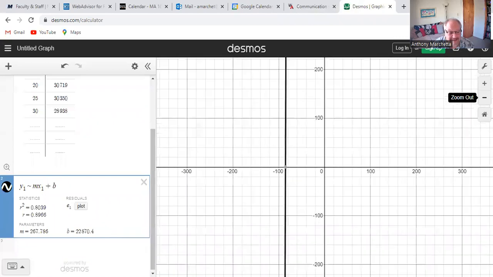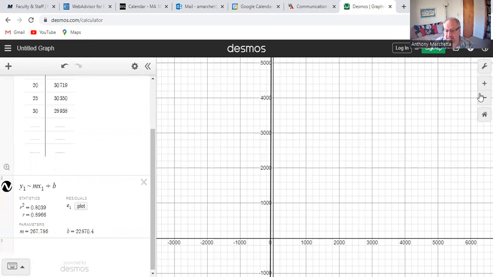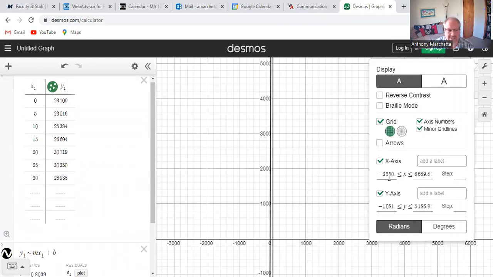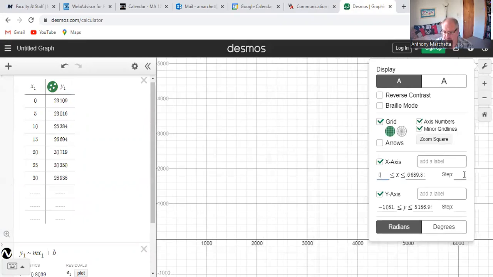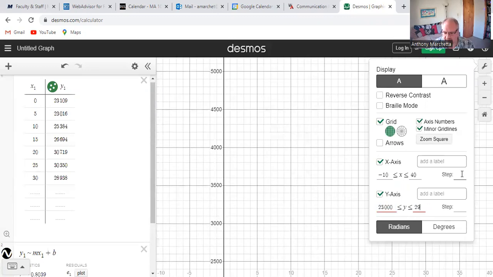You can get a look at the data if you want. You could play with the wrench and get it. It's way up. But you don't need to look at it to be able to do it. There is a visual presentation here of it. You'd have to change it with the wrench, which is not hard to do. Let's just do that for a minute. You'd have to make the x-axis go from, you can see the values go from 0 to 30, so make it go from maybe a little behind 0, maybe -10 to 40. And on the y-axis, it's going from 23 grand to 28 grand. So make the y-axis go maybe 23,000 to 29,000.